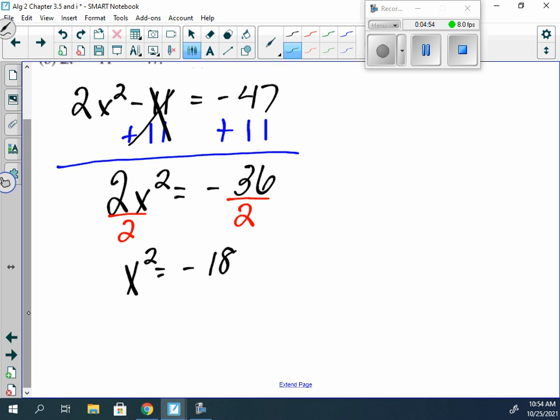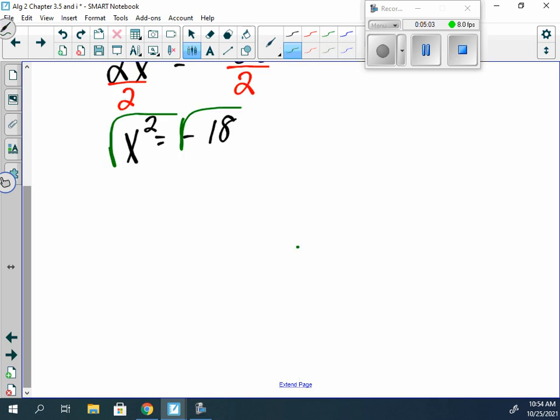Any questions on this so far? Then exactly, we would square root both sides. The square root and square would cancel, leaving us with x is equal to plus or minus. Well, the negative would come out as i, leaving us with the square root of 18.